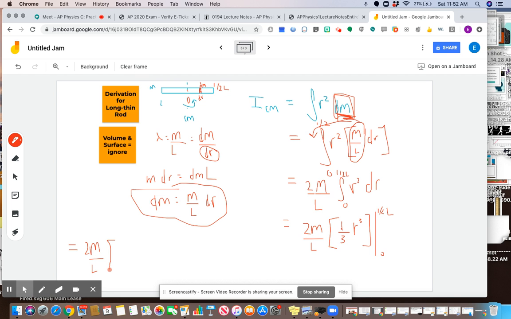When we plug in 0, the equation will simplify to minus 0. So I'm going to have 1/3. I need to cube 1/2 L. So when I cube 1/2, I get 1/8 L cubed. And then technically minus 0.